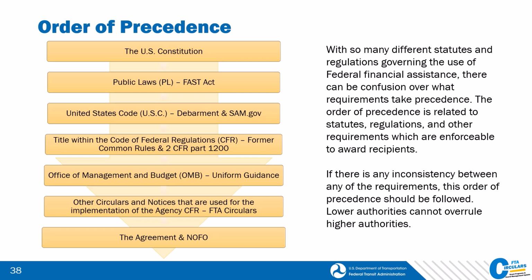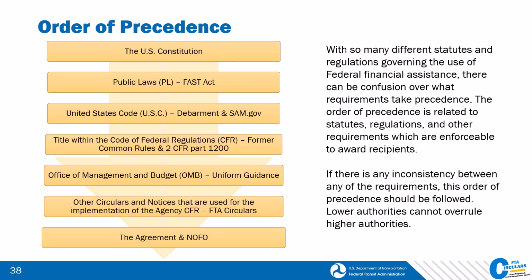With so many different circulars, regulations, requirements, laws, it can be difficult to determine what rule is most applicable. The order of precedence can help. The order of precedence is the hierarchy of documents and federal regulations. This is the order upon which it flows. So the Constitution's at the top, and it goes from there all the way down to the agreement.